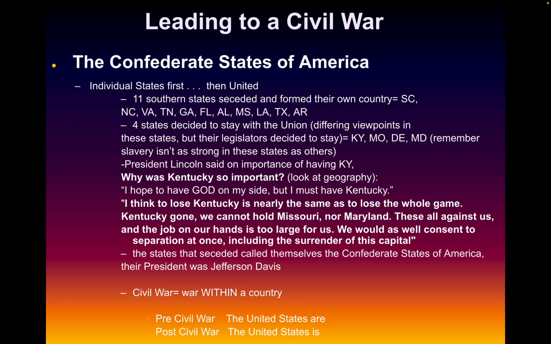So these 11 southern states, South Carolina, North Carolina, Virginia, Tennessee, Georgia, Florida, Alabama, Mississippi, Louisiana, Texas, and Arkansas become the Confederate States of America. They were individual states first, but then they did unite as a confederacy. As I mentioned on the last slide, 4 states decided to stay with the Union that were slave states: Kentucky, Missouri, Delaware, Maryland, and of course, I had told you already about West Virginia.